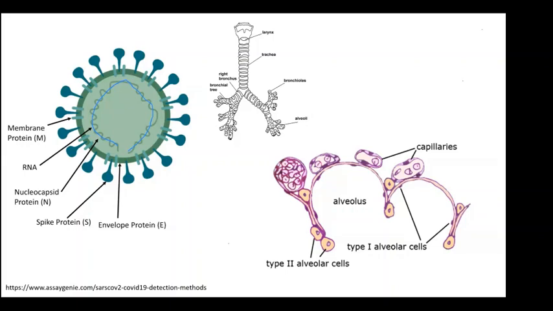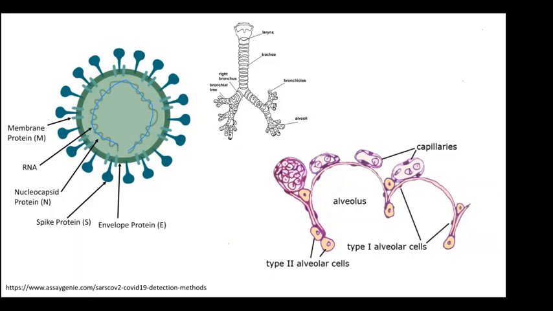So why do I mention this? The coronavirus really affects these type 2 pneumocytes. So the S protein binds to the ACE2 receptor on pneumocytes. And then once it gets into these cells, it basically takes over the cell and uses that cell to make loads and loads of copies of itself and then release them out.